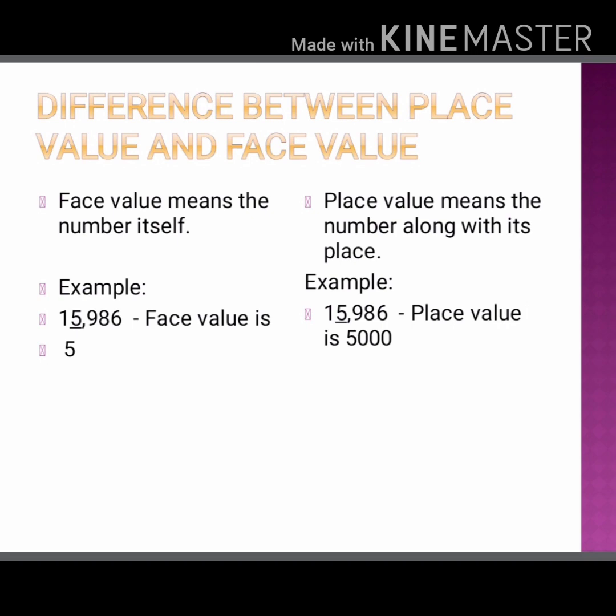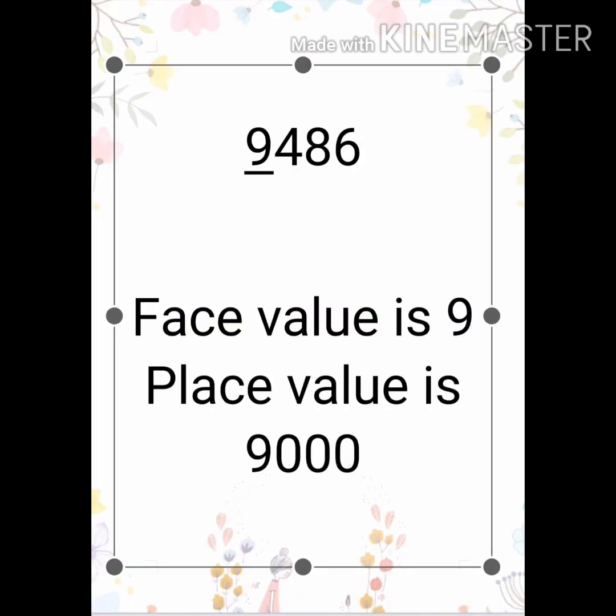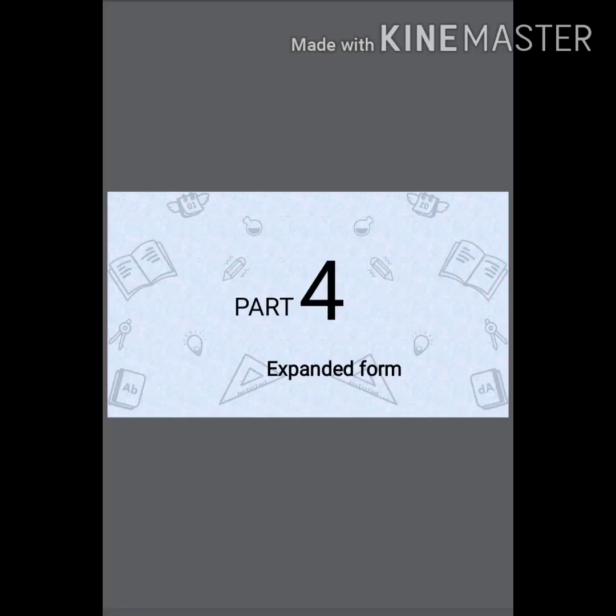So the main difference between the face value and the place value is, for face value the answer is the number itself. Whatever number we underline, that number is the face value. But place value is the number along with its place. Saying both together is the place value. For example, in 9486, the place value of 9 is 9000. But the face value of 9 is the number 9 itself. 9 is the answer.